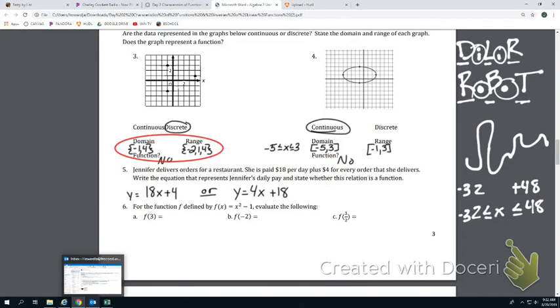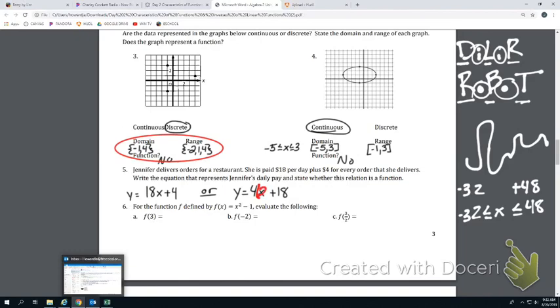Alright, so if you put down the second one, you're correct. She gets paid that $18 a day. Nothing is going to change that 18. If she shows up and makes 0 deliveries, I would put 0 in there for X. 4 times 0 is 0. 0 plus 18 is 18. She got paid $18 that day.